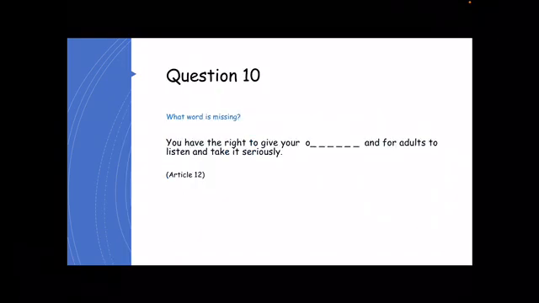Question 10. What word is missing? You have the right to give your something and for adults to listen and take it seriously. So again, I've given you a wee clue. The word we're looking for begins with an O. So you have the right to give your what and for adults to listen and take it seriously. And this is a statement from Article 12 from the Convention on the Rights of the Child.